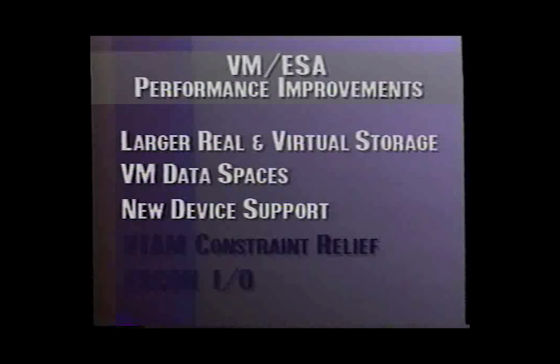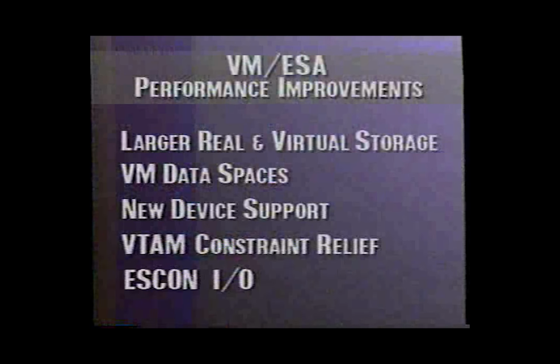VM-ESA also provides support for newer and faster I/O devices, such as 3390 DASD, 3990 DASD control units, and the 3490 tape subsystems. In combination with a new version of VTAM, VM-ESA provides improved SNA network performance by reducing constraint relief and storage, reducing the number of VTAM images that are required, and by a new polling function within VTAM. Also included in VM-ESA is support for ESCON, which provides fiber optic data transmission technology to the end user.